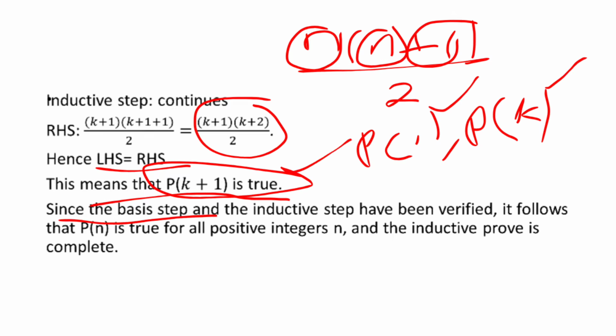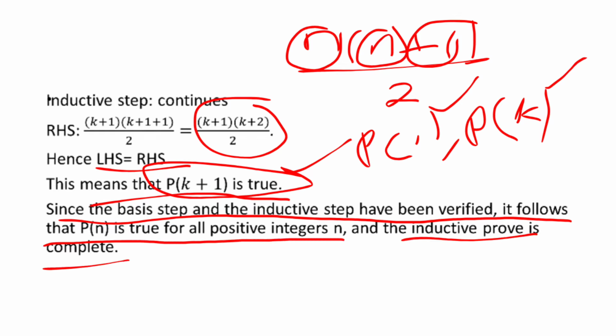Therefore, since the basis step and the inductive step have been verified, it follows that Pn is true for all integers n, and the inductive proof is complete, which means that you've completed the proof. So that's also the proof of that particular question given.